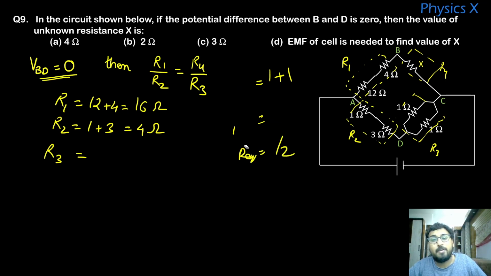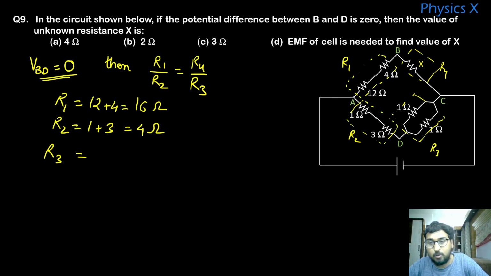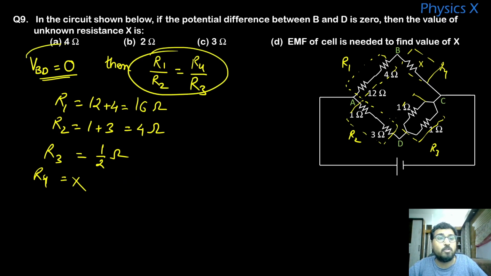As I told you, you can directly write this combination to be half of this one. So it is 1 by 2. And R4 is what? So we will use this. Why are we using it? Because there is no voltage difference, no potential difference, between B and D. That means it is a Wheatstone bridge condition.